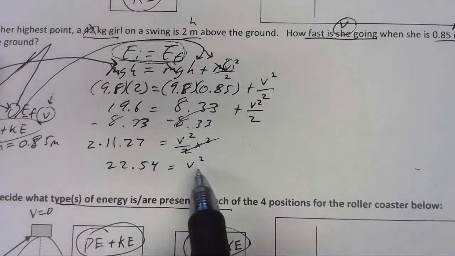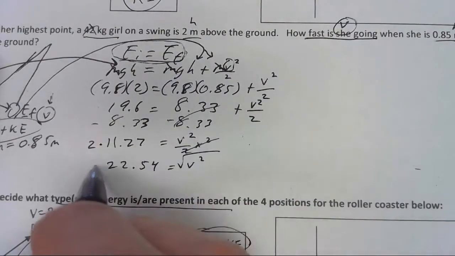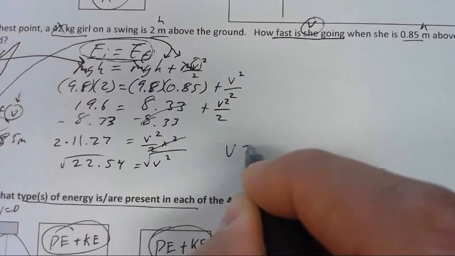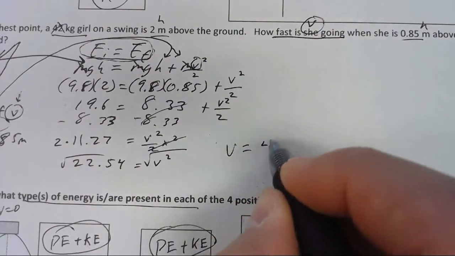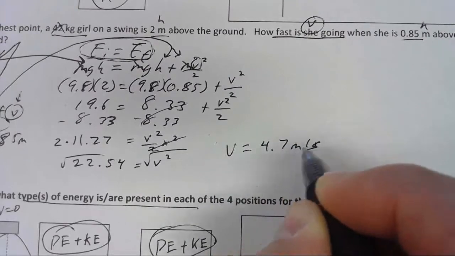Last thing I need to get rid of is the squared. I do the opposite, which is square root. And you get a speed of 4.7 meters per second.